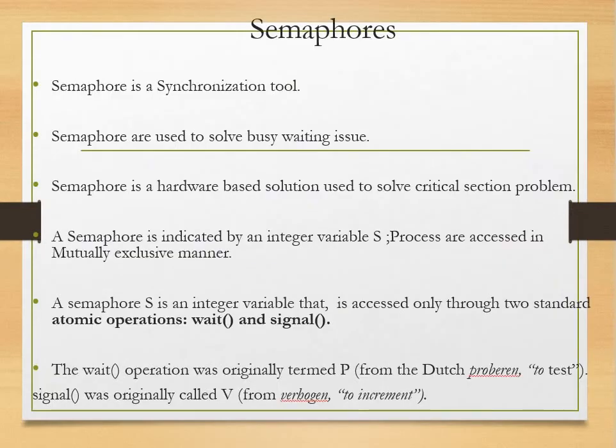So we'll see what a semaphore is. Semaphore is one of the synchronization tools. It is mainly used to solve the busy waiting issue. They took this concept from the traffic light signal.